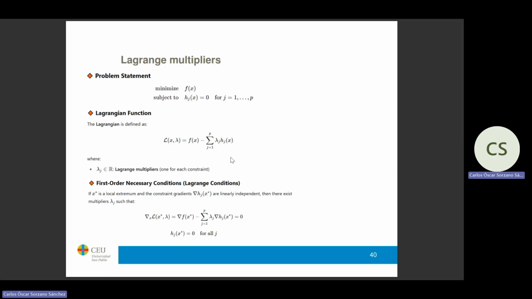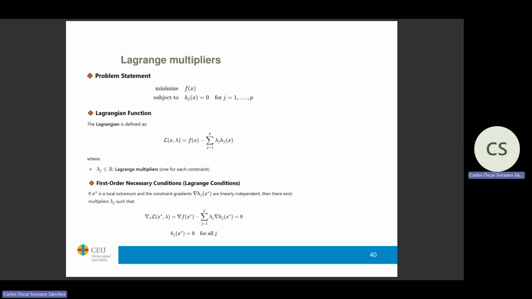And if you compute the first order necessary conditions, they are also called the Lagrange conditions. So the derivative of the Lagrangian with respect to x and with respect to all the lambdas has to be 0. Okay, so first with respect to x: the gradient with respect to x of this function evaluated at the minimum. So if that is a minimum, then this will be the derivative of this with respect to x.